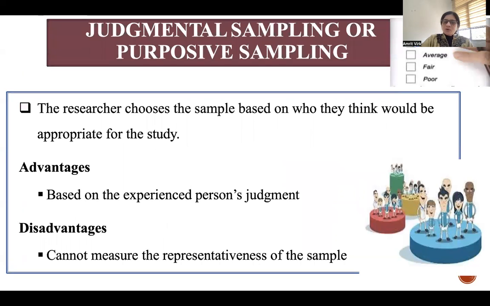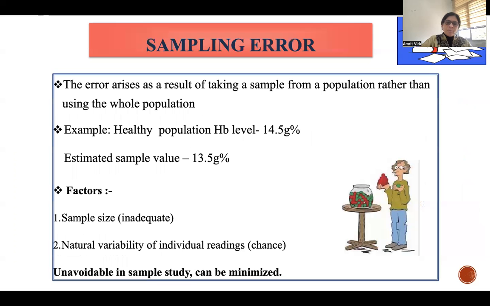The next type of non-probability sampling is judgmental sampling, also called purposive sampling. Here the researcher chooses the sample based on who they think would be appropriate. This is used primarily when there is a limited number of people who have expertise in the area being researched. The disadvantage is again that we cannot actually measure the representativeness of the population.